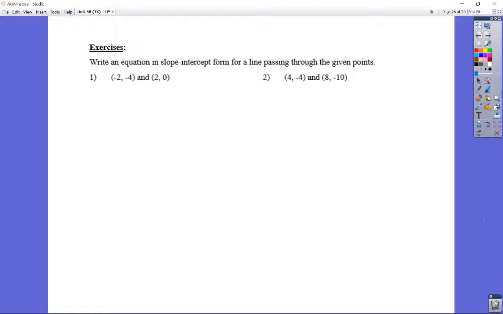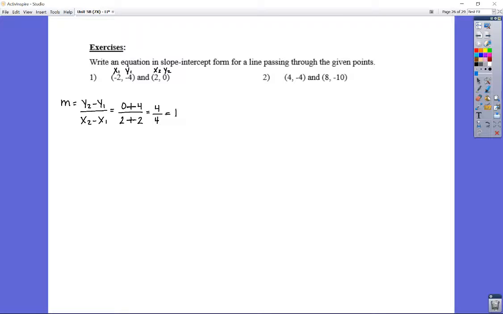(-2, -4) is the first coordinate given, so -2 is the x1 value, -4 is the y1 value. (2, 0) is the second coordinate, so 2 is x2 and 0 is y2. The formula for slope is m equals y2 minus y1 over x2 minus x1. The y2 value is 0 minus the y1 value, -4, over x2, which is 2, minus x1, which is -2, and simplify. Minus minus becomes a plus. 0 plus 4 is 4, and 2 plus 2 is 4. 4 divided by 4 equals 1.